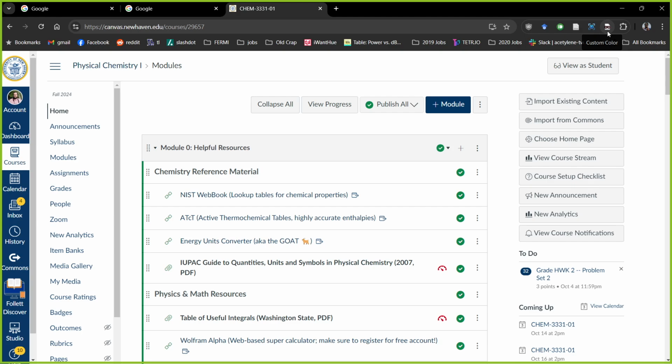We'll look at NIST in a second. First, I want to look at this ATCT. If you don't know, NIST is the National Institute of Standards and Technology. This is a Department of Commerce clearinghouse of chemical information. It's kind of like the official U.S. government chemical repository. And ATCT is also a government project. It's run by a group out of the Department of Energy.